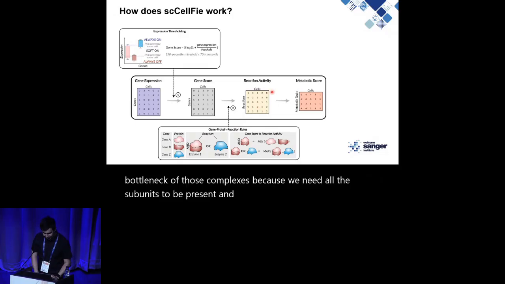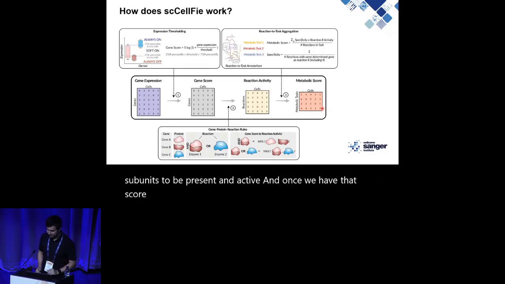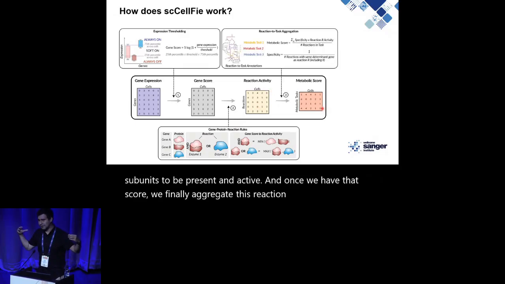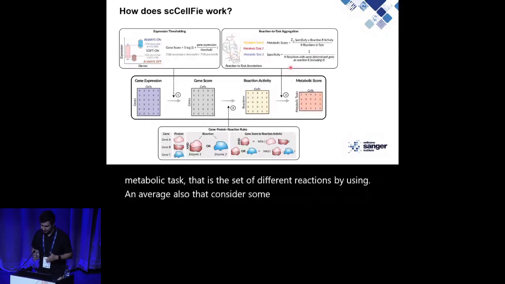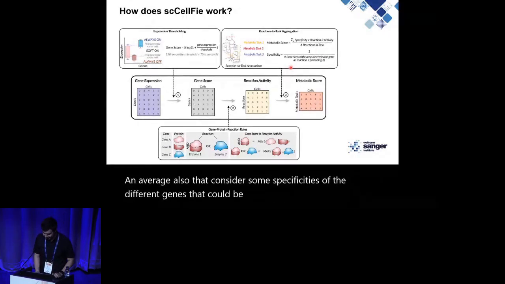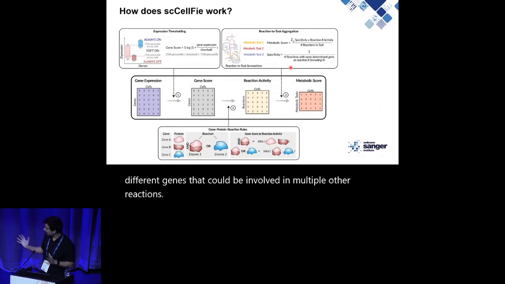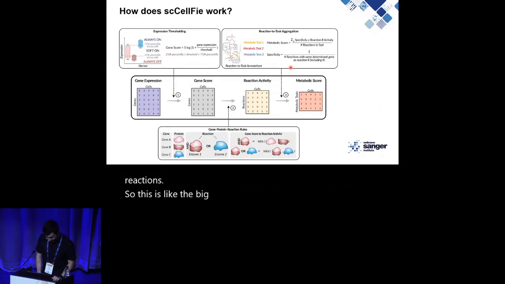And once we have that score, we finally aggregate this reaction score into the metabolic task, that is the set of different reactions, by using an average that also considers some specificities of the different genes that could be involved in multiple other reactions. So this is the big picture of how the method works.